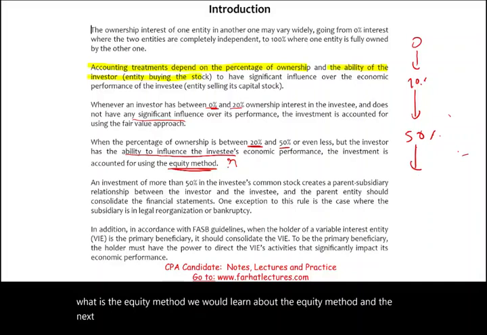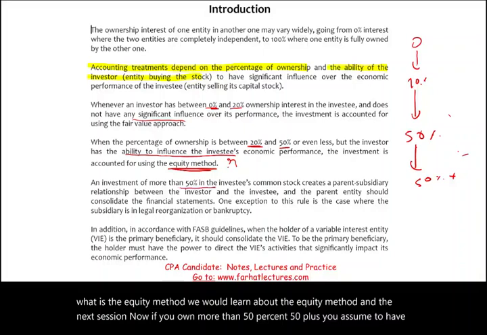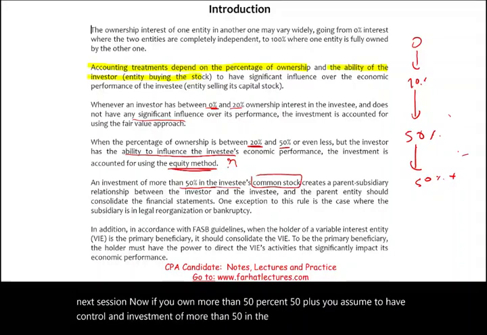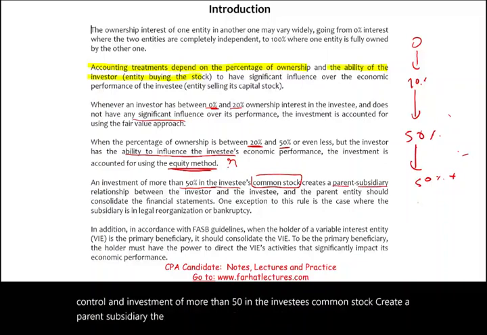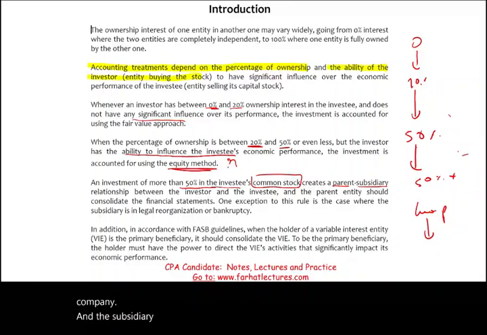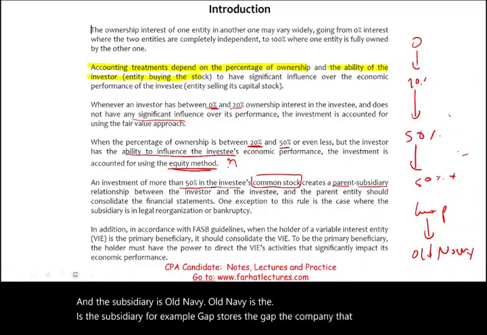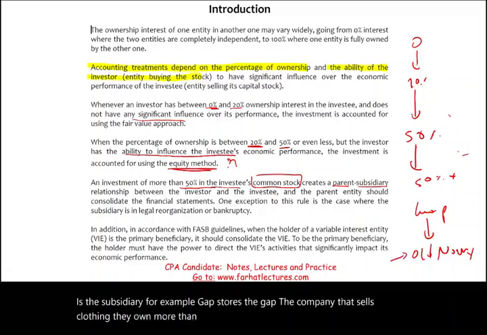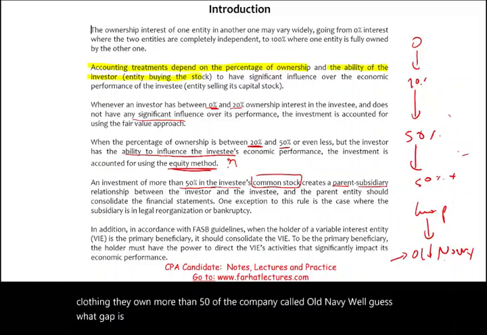Now, if you own more than 50%, 50% plus, you are assumed to have control. An investment of more than 50% in the investee's common stock creates a parent-subsidiary relationship. Let's assume the parent is the Gap company and the subsidiary is Old Navy. For example, Gap, the company that sells clothing, owns more than 50% of the company called Old Navy. Well, guess what? Gap is the parent company. Old Navy is the subsidiary.